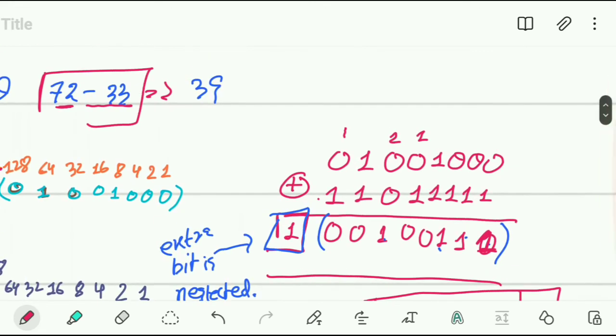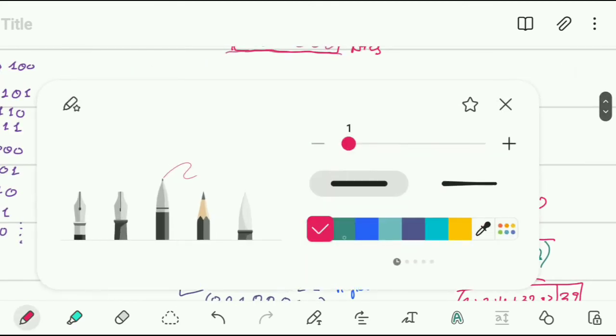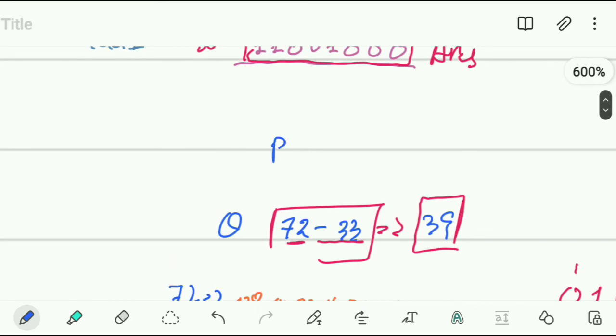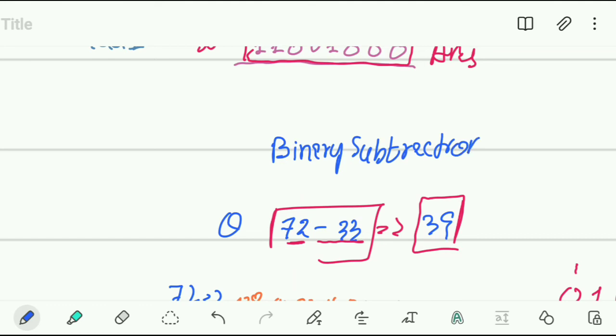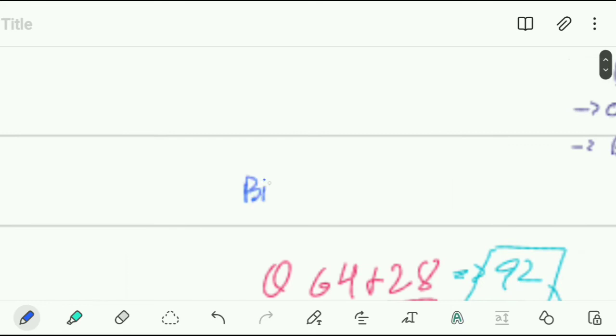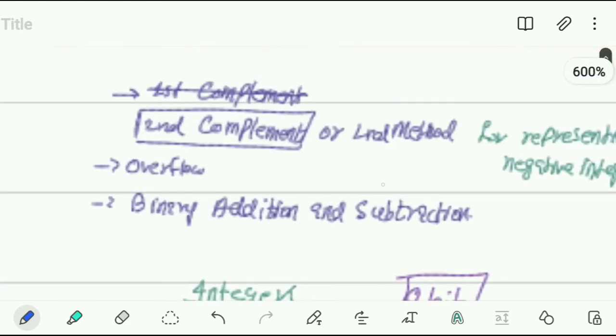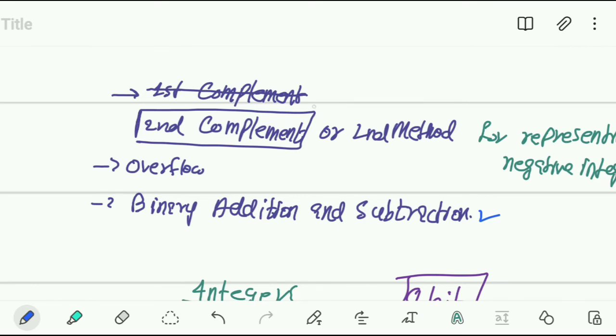So this is the binary representation of 39. This is how you do binary subtraction and binary addition. This whole thing was binary subtraction, and this was binary addition. Okay, so this is done. 2's complement and second method done.